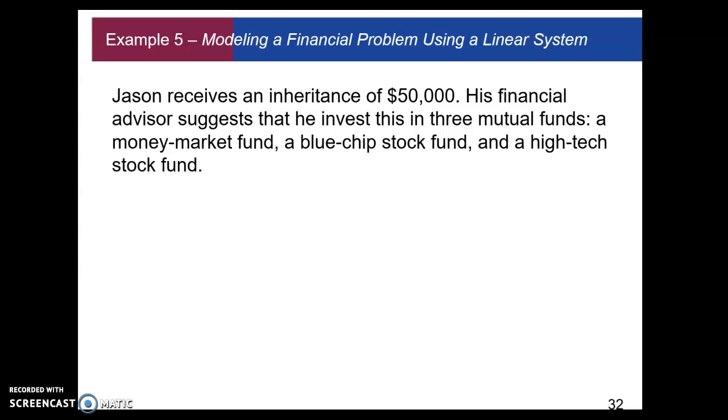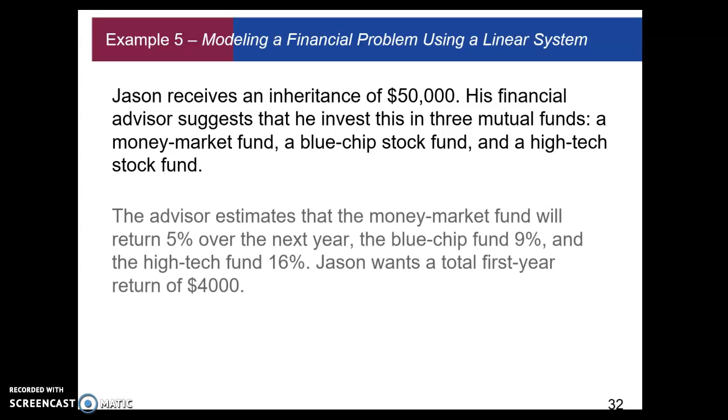So let's say that Jason receives an inheritance of $50,000. His financial advisor suggests that he invest this in 3 mutual funds: a money market fund, a blue chip stock fund, and a high-tech stock fund. So we know the total of all 3 of these investment amounts is going to be equivalent to $50,000. So the advisor estimates that the money market fund will return 5% over the next year, the blue chip fund 9% over the next year, and the high-tech fund 16%.